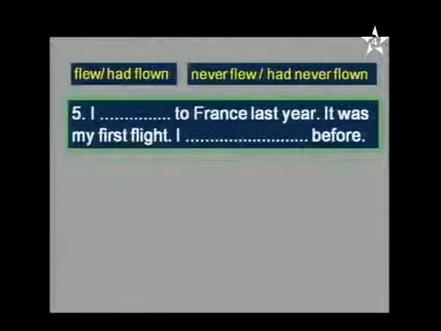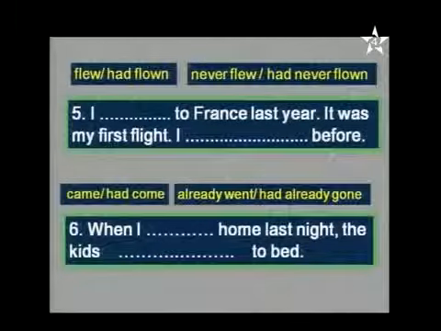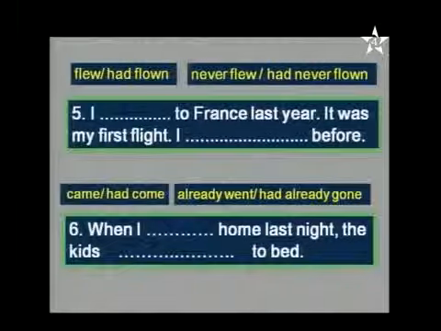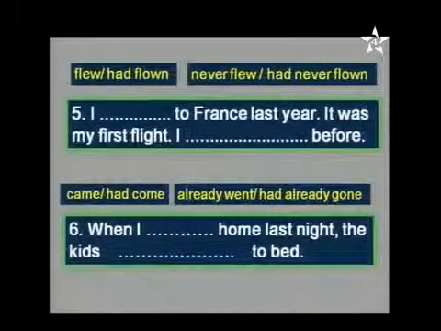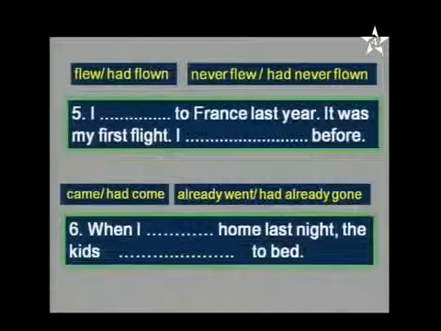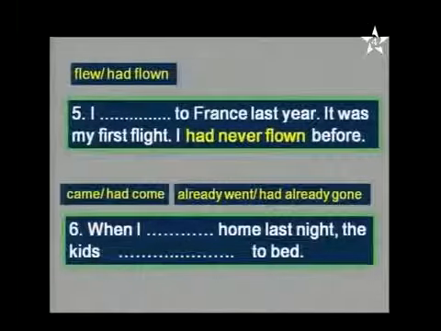It was my first flight. I never flew, or I had never flown before. Number six, when I came, or when I had come home last night, the kids already went, or the kids had already gone to bed. Look at number five. What happened first? Very good, yes, I had never flown before.